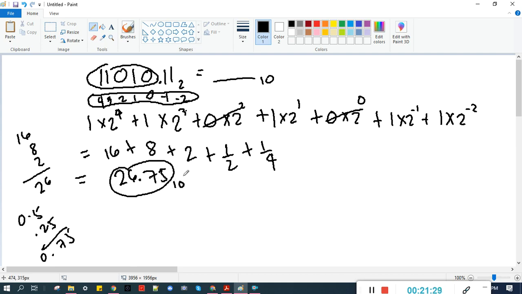This is the decimal equivalent of the binary number 11010.11 base 2. It's equal to 26.75 base 10. So that's how you convert a binary number to decimal.